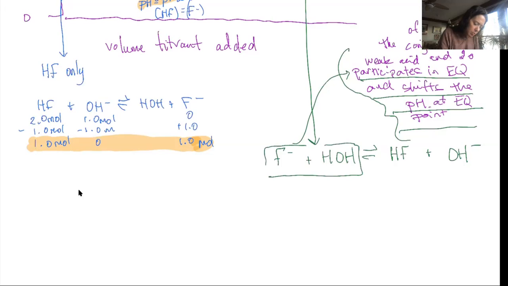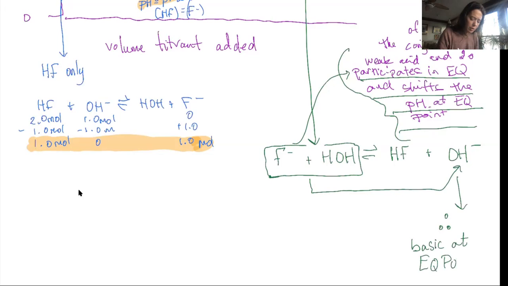At the equivalence point, only the fluoride ion is present, and it participates in equilibrium with water, causing the production of some excess hydroxide, therefore basic at equivalence point. I hope that you understand that. If not, watch it again. You need to be able to explain it, right?